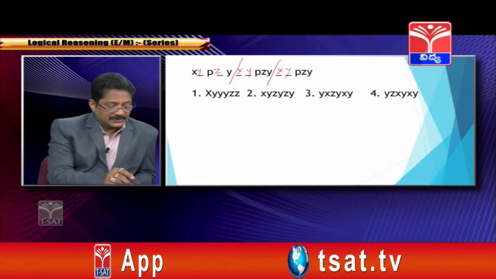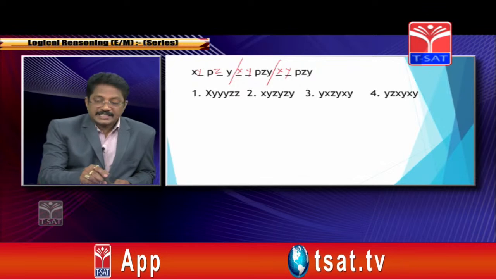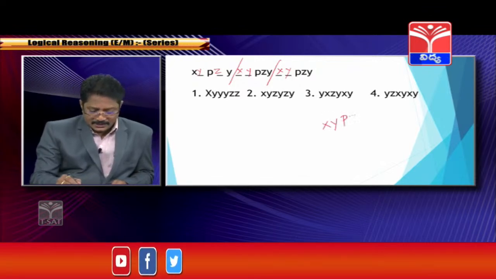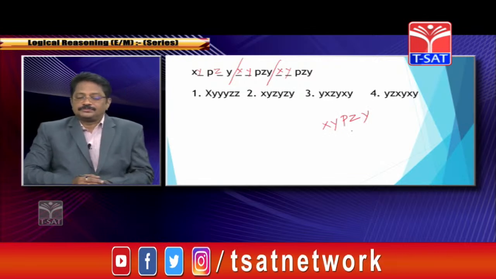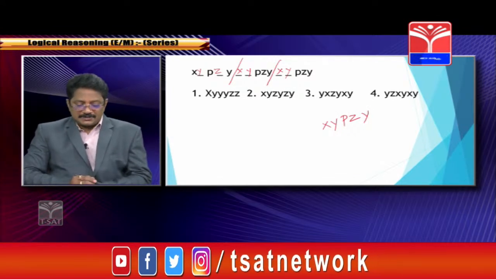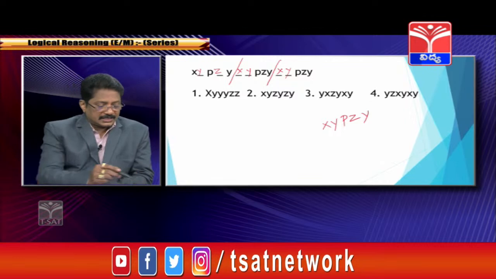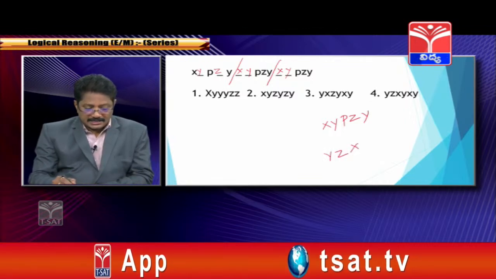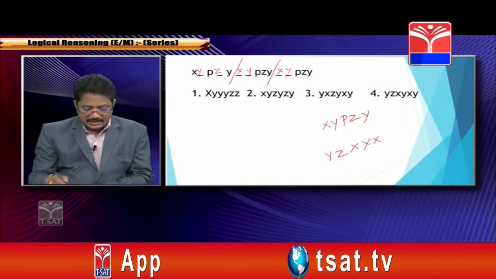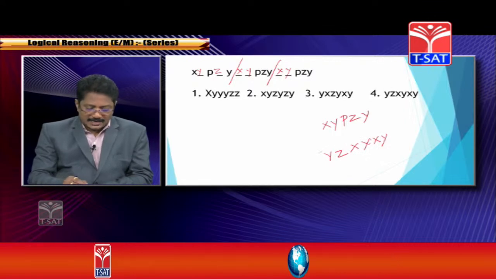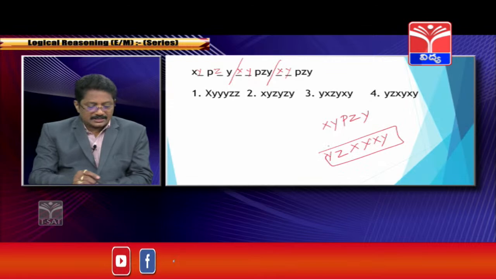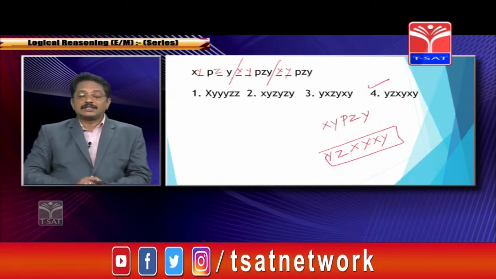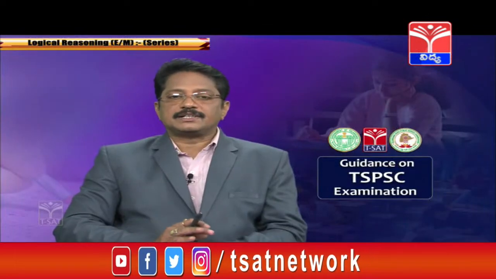Now you can say XY, PZY, XY, PZY, XY, PZY. This is a common pattern. XY, PZY is common. Correct? So now you can say the answer is Y, Z, X, Y, X, Y. So YZ, XY, Z, XY is the answer. Option 4 is the correct answer. For this, practice is very important.